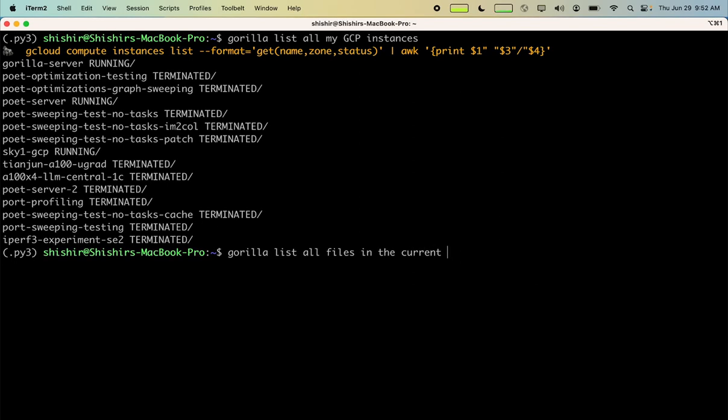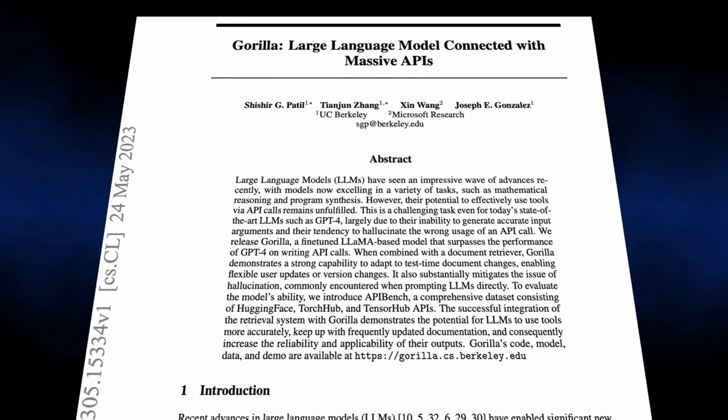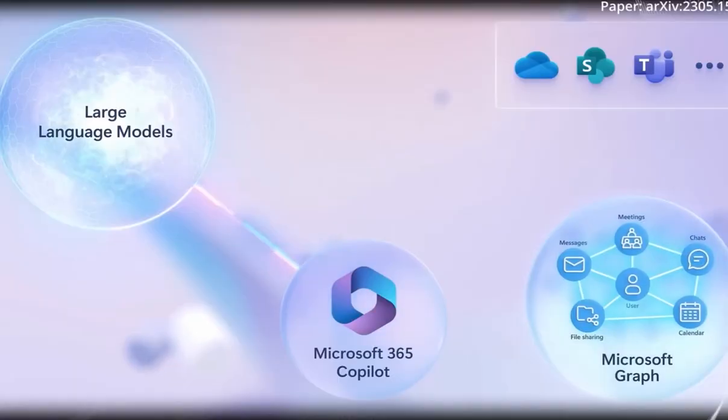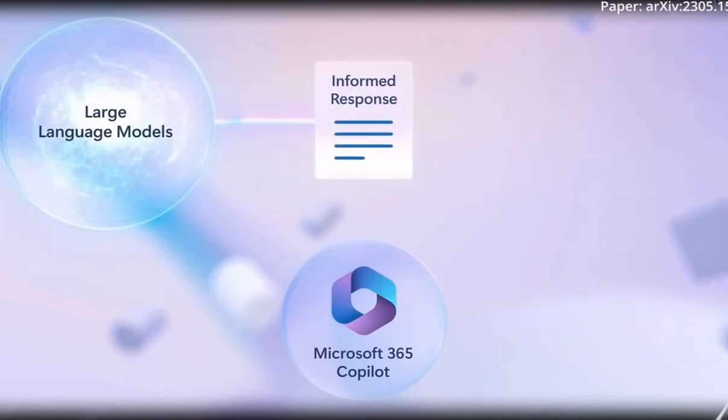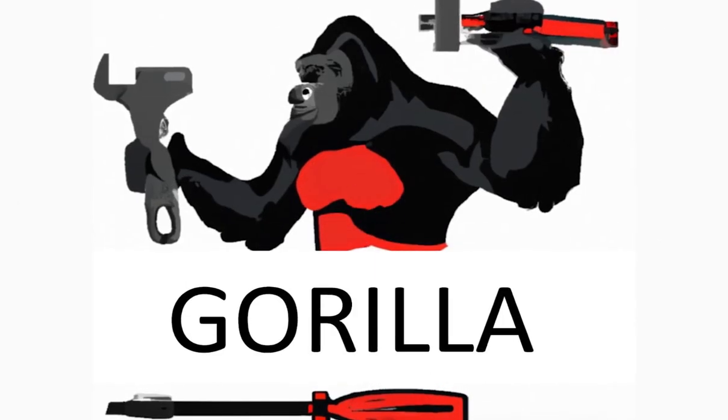Now, anything that can be done on the internet can be done by Gorilla, a new project out of Microsoft and UC Berkeley. Booking trips, ordering food, watching YouTube. Now, imagine a tool that does that for you. Just think of the endless possibilities.